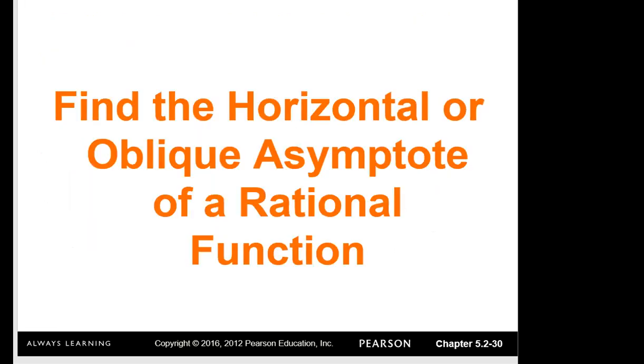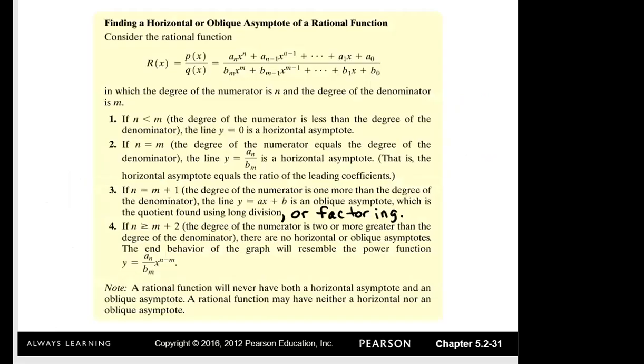Now, finding horizontal or oblique asymptotes without a picture is much more difficult. There are rules. For the vertical ones, you simply make sure it's in simplified form, and then whatever is left out of the denominator, that is where your verticals happen. Horizontal and oblique, okay, here are the rules.